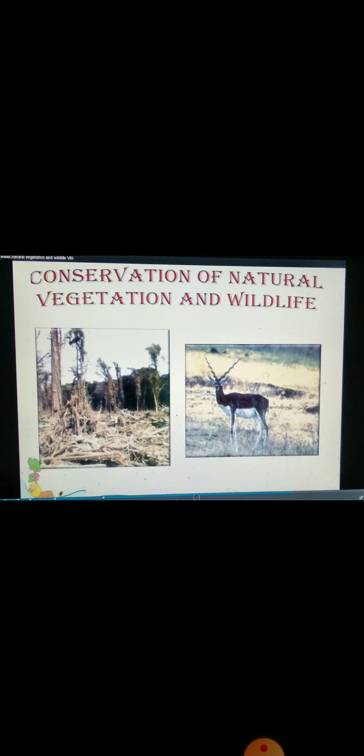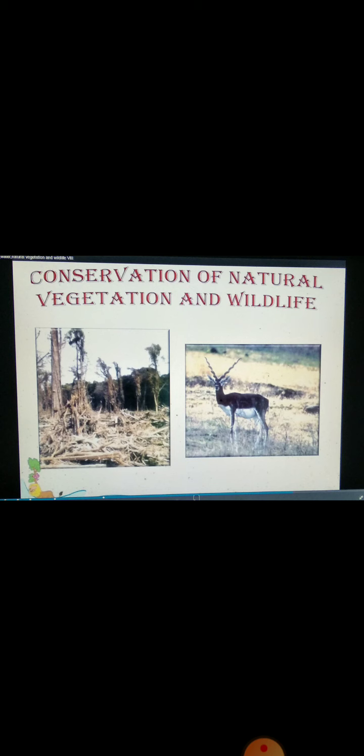Conservation of natural vegetation and wildlife. Our government has taken so many steps to conserve wildlife and natural vegetation. I am giving you one or two examples. Biosphere reserves are there to conserve the natural vegetation as well as wildlife. Certain acts are being banned by the government. Poaching has become illegal nowadays. That is why we need these conservation methods to preserve as well as to conserve our natural vegetation and wildlife.